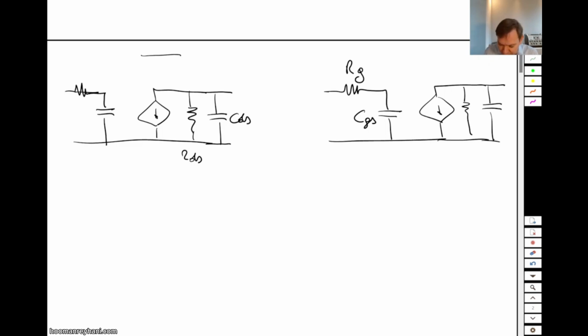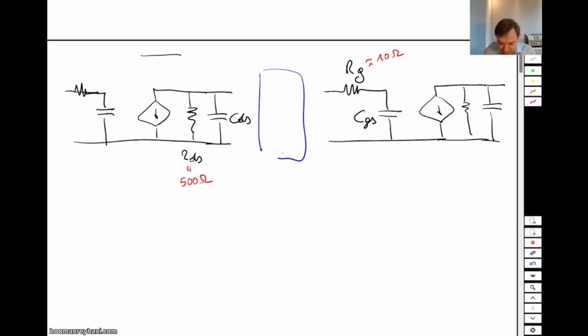So what do we have now? We have a gate resistance here, which is maybe only like, let's say 10 ohms. And we have an RDS over here, which is maybe 500 ohms. And we need to put a matching network here in between that creates a complex conjugate match for the output impedance of the first stage towards the input impedance of the second stage.